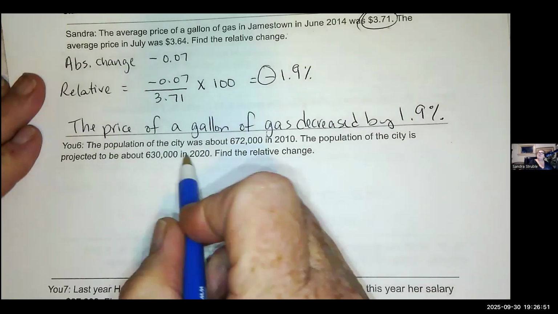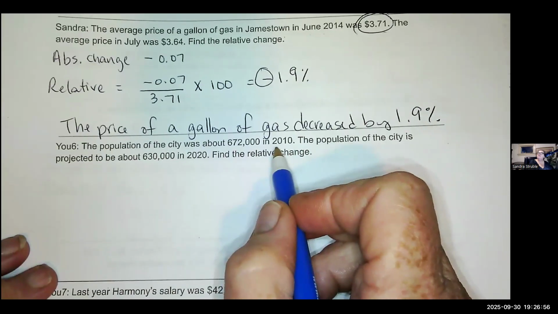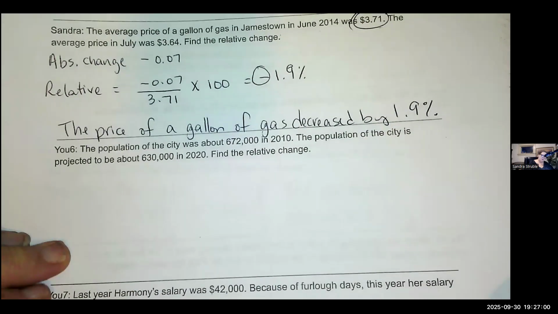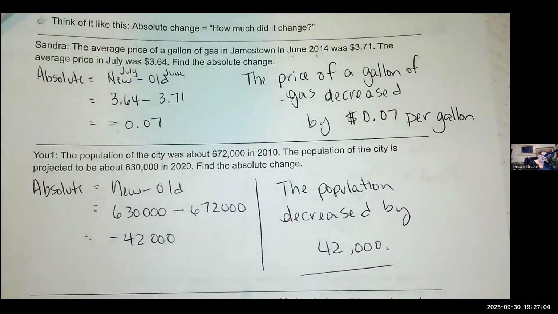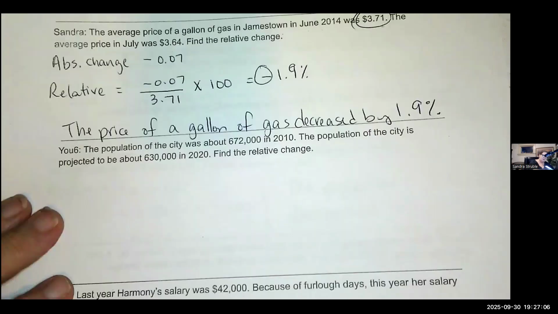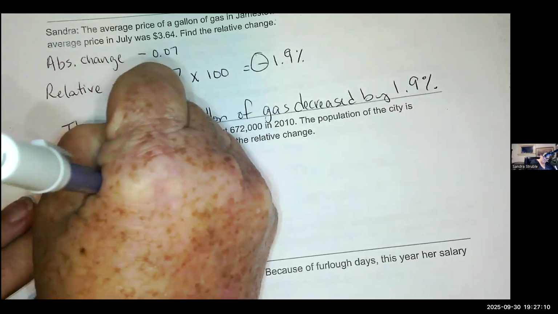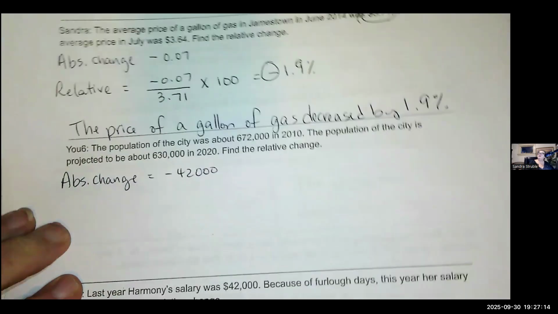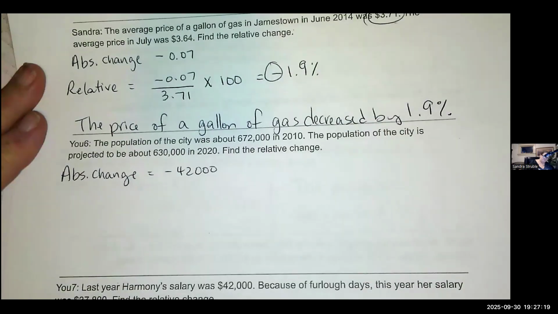The population of a city was about 672,000 in 2010. The population of the city is projected to be about 630,000 in 2020. Find the relative change. Now, the absolute change was negative 42,000. Pause the video and find the relative change using my example to guide you.